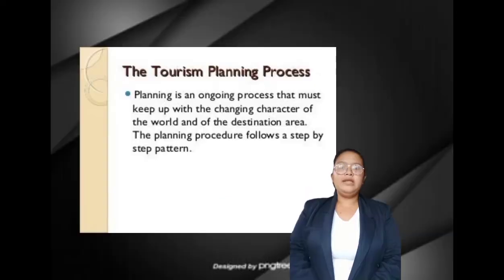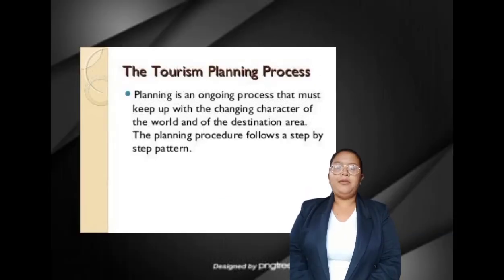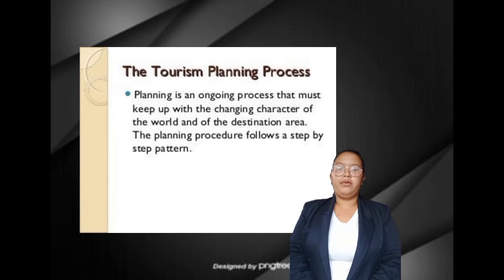This is Jesime Tupas, BSHM 1B, reporting THC5, Chapter 9, Lesson 2, which is the tourism planning process. Planning is an ongoing process that must keep up with the changing character of the world of the destination area. There are 5 essential steps in the tourism planning process.